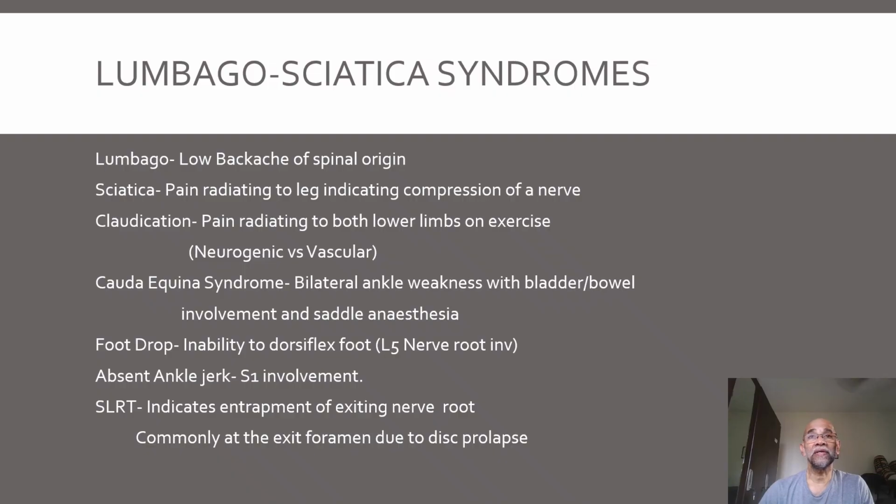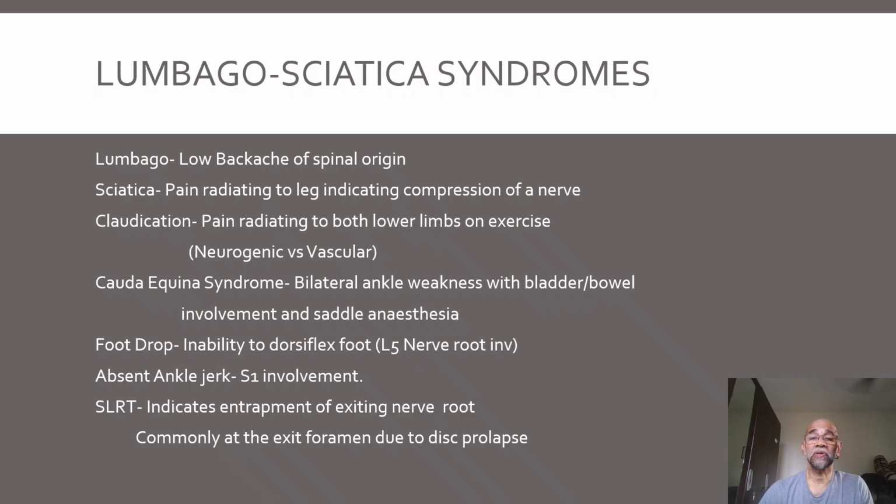Claudication is pain radiating to both lower limbs on exercise. Of course, there are two kinds of claudication, neurogenic and vascular. Vascular claudication is because of a narrowing of the arteries. And neurogenic claudication is because of a little compression of the nerves, where the blood supply to the nerves becomes impaired. So here, when the person exercises, there is relative ischemia along the nerve and pain syndromes occur.